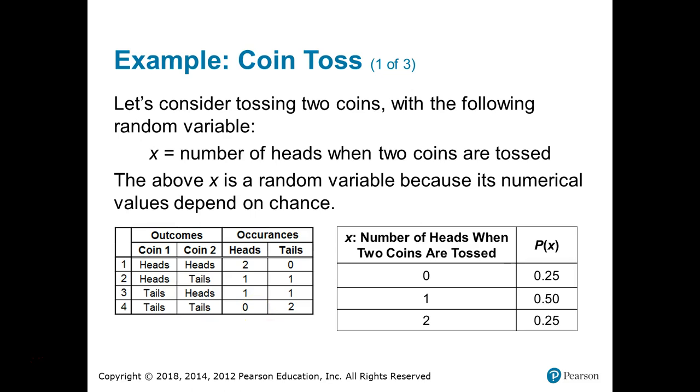And how many of each of those occur? Well, there's only one scenario where 2 heads occur. There's only one scenario where 0 heads occur. And then there's 2 in which 1 head occurs. So since we're dealing with 4 total outcomes, 1 out of 4 is 25%, 2 out of 4 is 50%, and 1 out of 4 is another 25%. So here is your probability distribution.